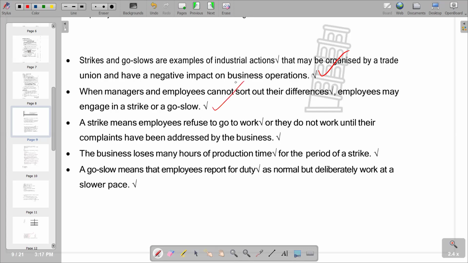Strikes and go slows are going to lead to negative effects for the business. As they engage in a go slow, there is going to be limited production of goods and services, which is going to affect the profit margins of the business, and the profit margins are going to go down. Then we go to the next one. A strike means employees refuse to go to work until their complaints have been addressed by the business. During that time it causes negative effects, and the business loses many hours of production time for the period of a strike.